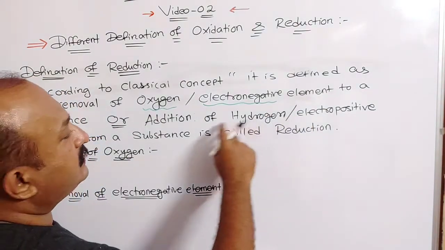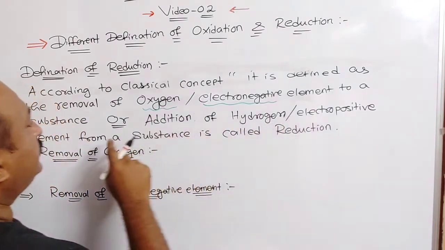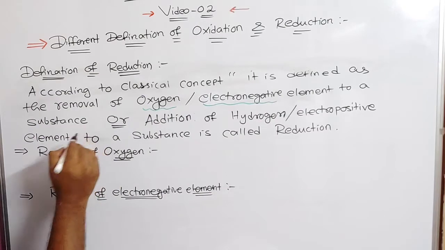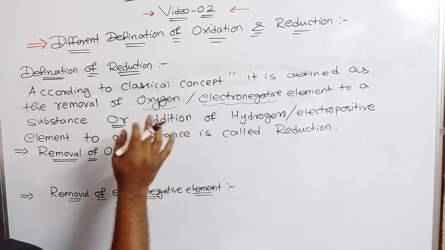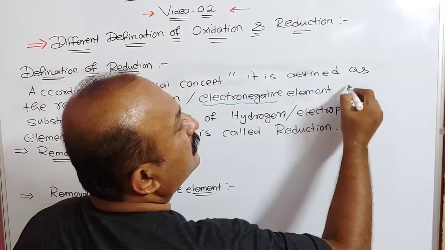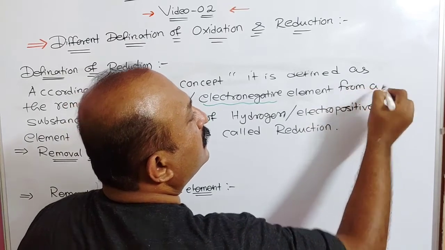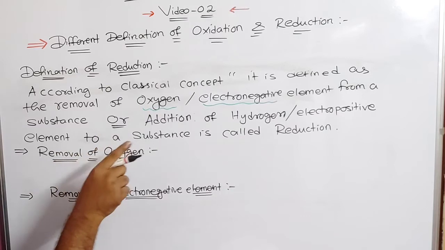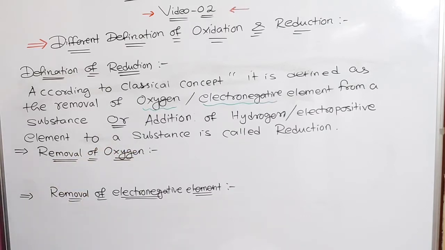So here, addition of hydrogen or electropositive element to a substance, and removal of oxygen or electronegative element from a substance, or addition of hydrogen or electropositive element to a substance, is called reduction. Now, based on that, one example is there, that is removal of oxygen. One example if you see here.